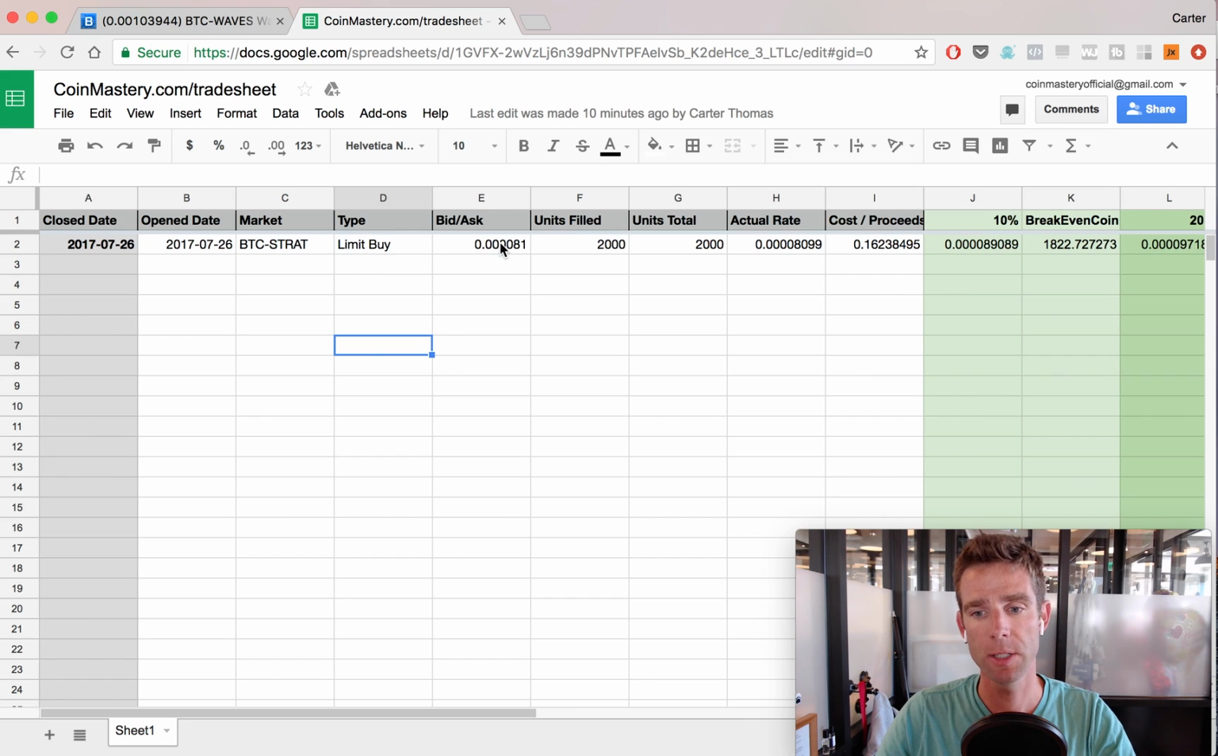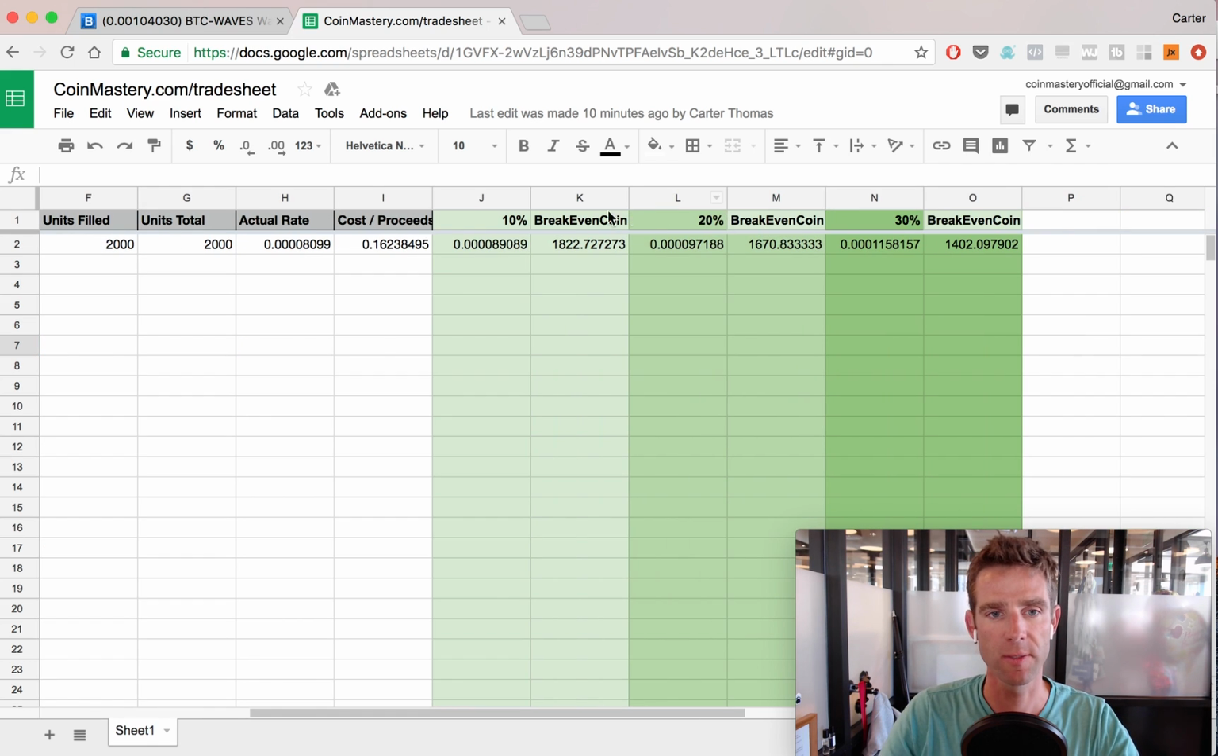You put in how much you bought it for, how many you bought. This is like what you actually ended up paying, like what the market rate was. So I put in 81 as my bid. I filled it at 80.99, like I was one millionth off, and then this is how much I spent, right, on proceeds, right? So in this mock order for Stratus, I spent 6.16 Bitcoin.